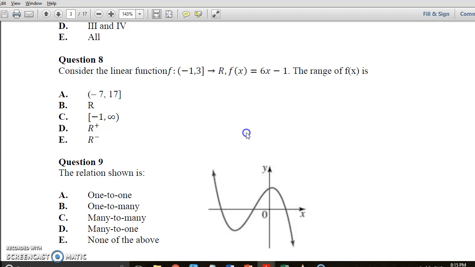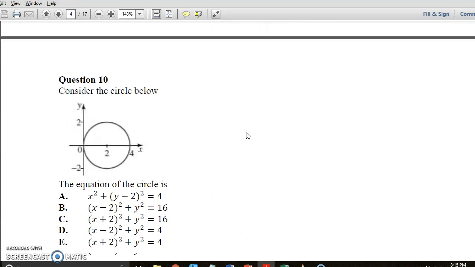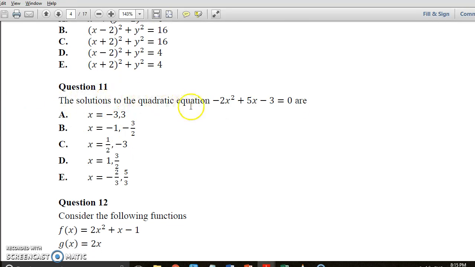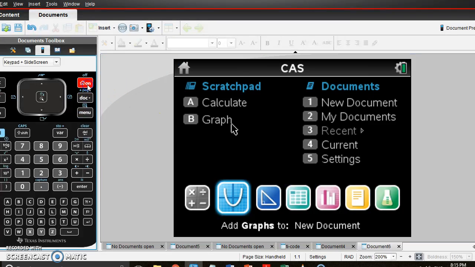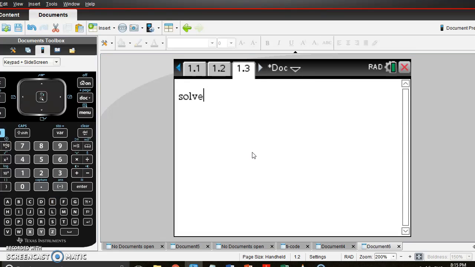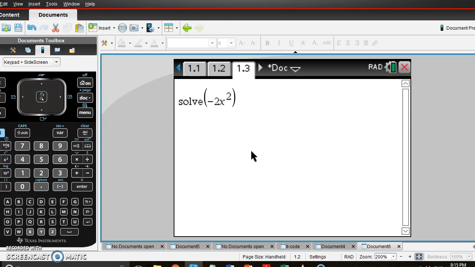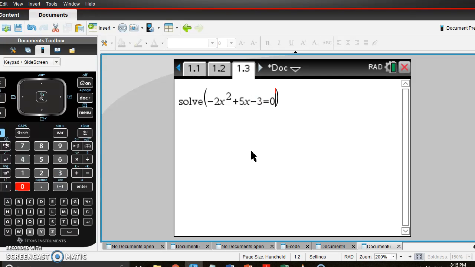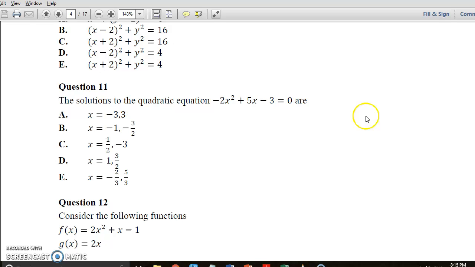Okay, so that question is done. Let's see if there are any others. Here we go, here's a good one. The solution to the quadratic equation, this equals 0. If you're given something like this, then we could say home, solve, type in the equation: -2x squared plus 5x minus 3 equals 0 for x. It's telling us x is 1 or 3 over 2, and here it is at 1 or 3 over 2.